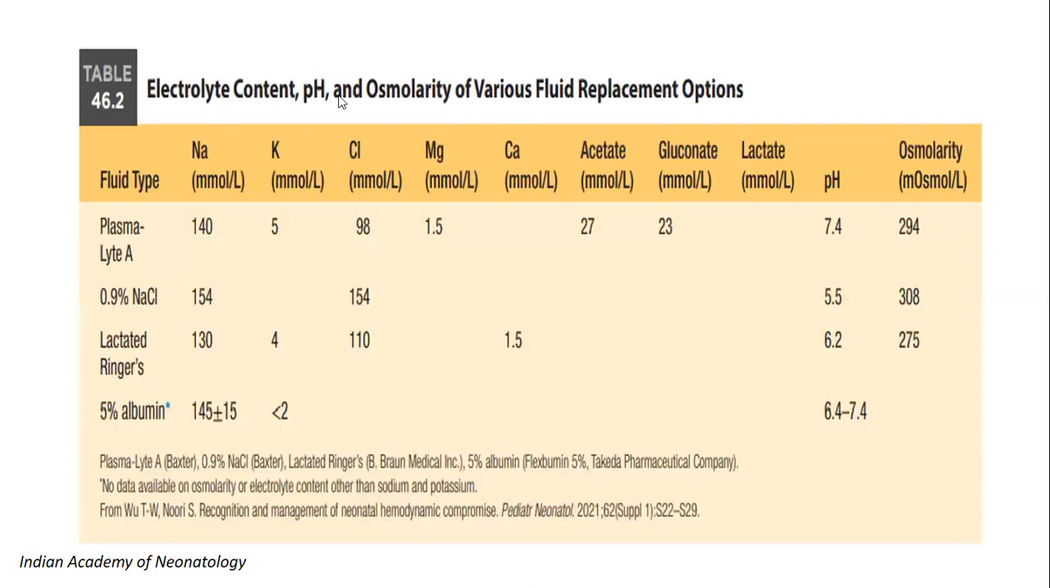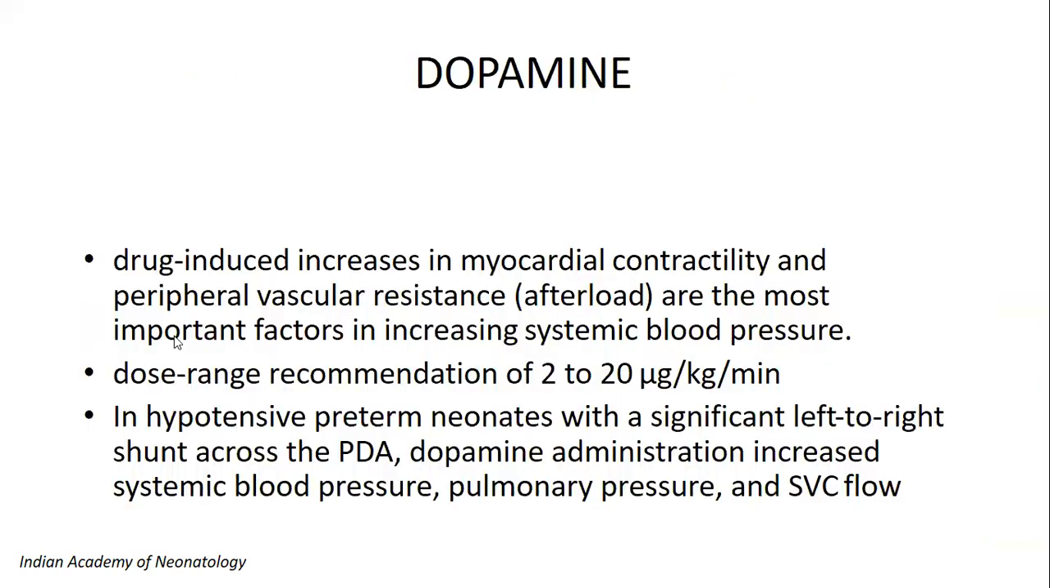As for volume replacement fluids, many centers are using plasma like this. In our setup, we are not using it. We are mainly focusing on 0.9% NaCl. As you see, the pH of plasma is 7.4 and that of 0.9% NaCl is 5.5. 5% albumin has a poor record in maintaining the system, so it is avoided in our setup.